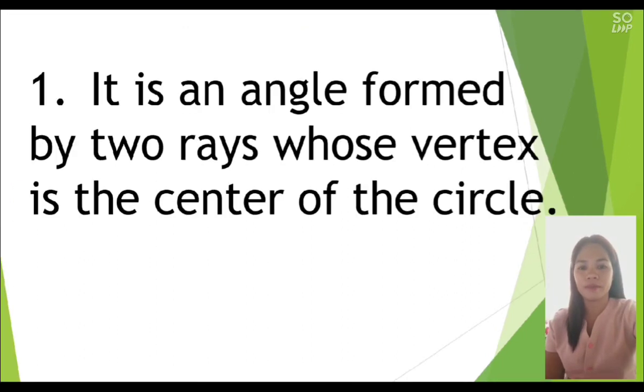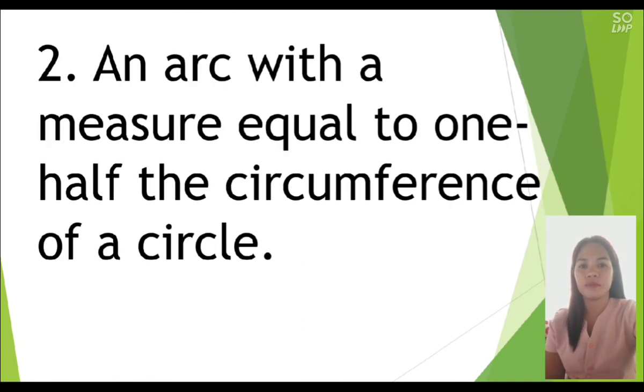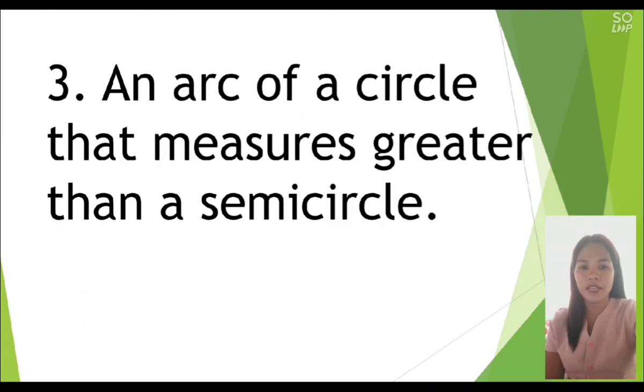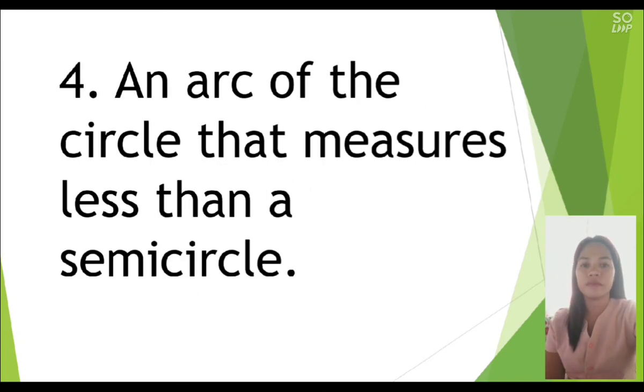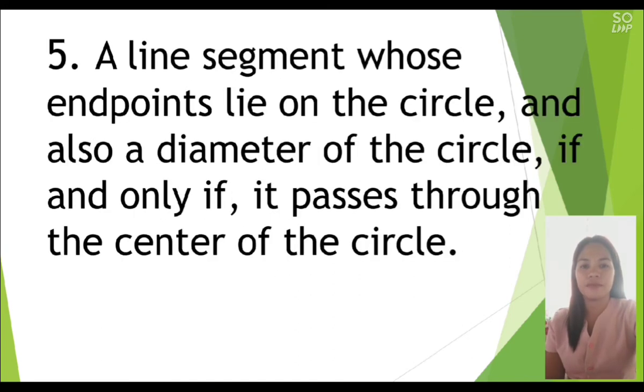Number 1. It is an angle formed by two rays whose vertex is the center of the circle. Number 2. An arc with a measure equal to 1/2 the circumference of a circle. Number 3. An arc of a circle that measures greater than a semicircle. Number 4. An arc of the circle that measures less than a semicircle. Number 5. A line segment whose endpoints lie on the circle and also a diameter of the circle if and only if it passes through the center of the circle.